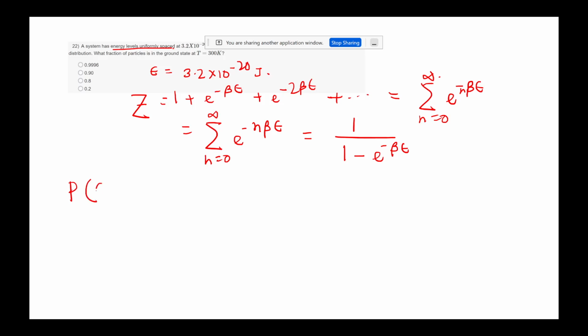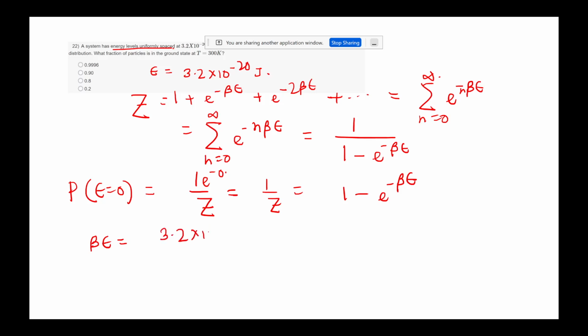Now what is the probability of epsilon equal to 0? That is 1 by z, because e to the power minus 0 is 1. So 1 by z means 1 minus e to the power minus beta epsilon. And beta epsilon is 3.2 into 10 to the power minus 20 divided by kB times T, where kB is 1.38 into 10 to the power minus 23 times 300. If you do these calculations, it becomes 0.9996.